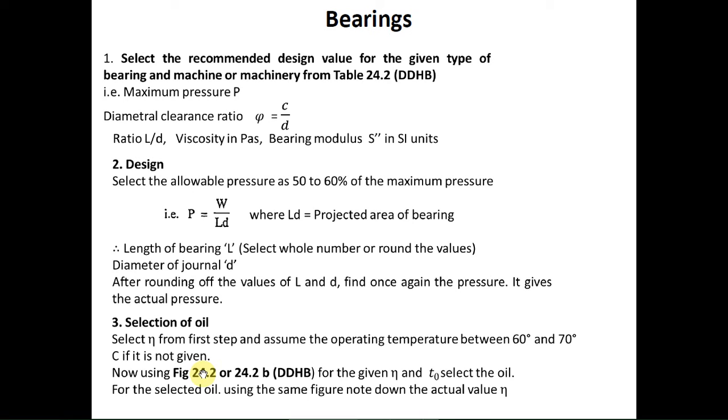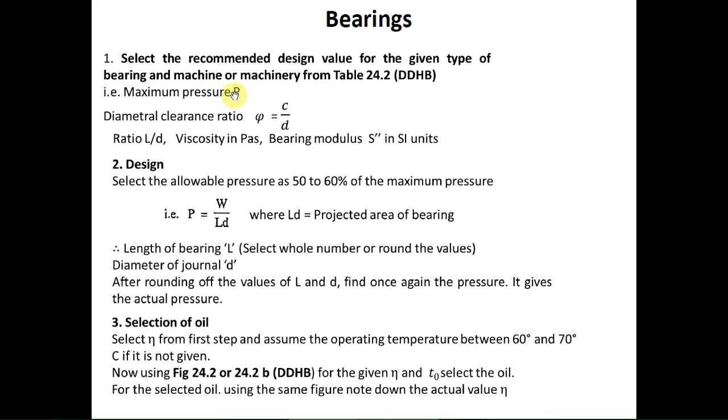Now, the first step. First select the recommended design value for the given type of bearing and machinery from table 24.2 of the design data handbook. You have to go to table 24.2 in the design handbook and refer to the recommended design values for the given type of bearing.